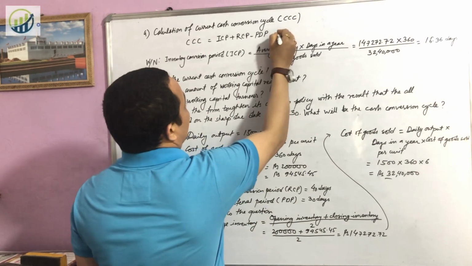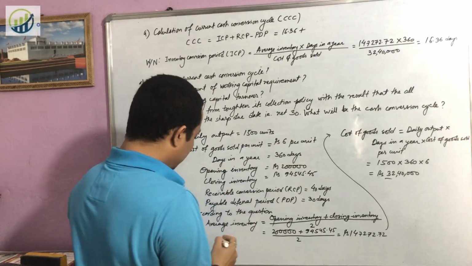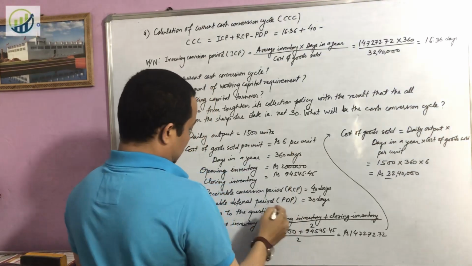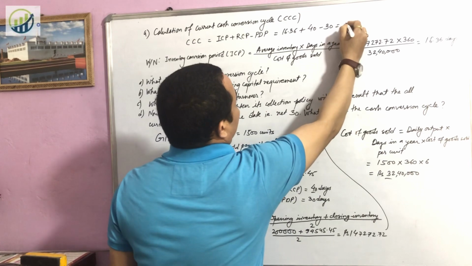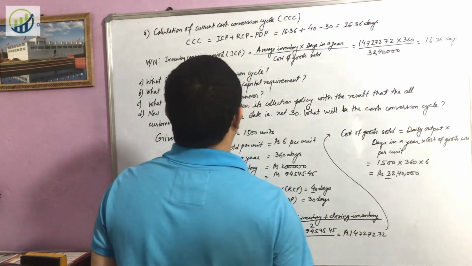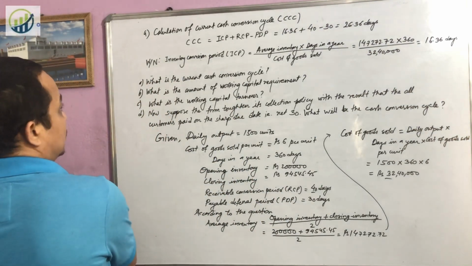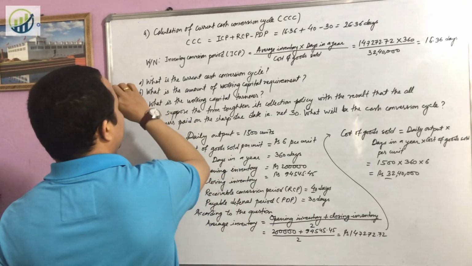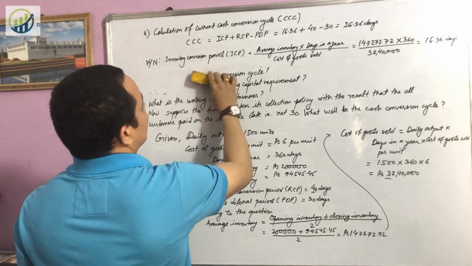So now you can put the value here: 16.36 plus receivable conversion period here 40 days minus payable deferral period 30 days. So that will be your 26.36 days. So cash conversion cycle for KPP corporation is 26.36 days. Now after you find cash conversion cycle, you have to find the working capital requirement.